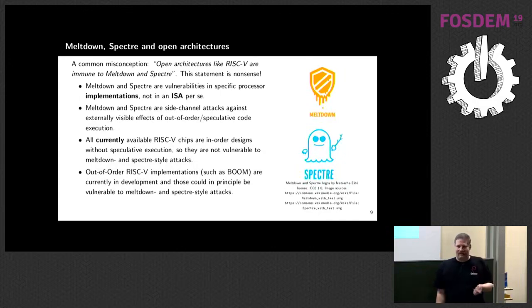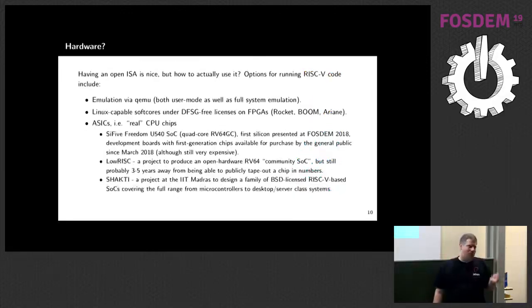So now we have an ISA, but if we want to use an ISA, we would like to have hardware, or at least otherwise run code. There are multiple options. We can do QEMU emulation. QEMU has support for both user space as well as full system emulation. We have CPU designs which can be instantiated in field programmable gate arrays. I'll get to that later on. And we also have real CPU chips.